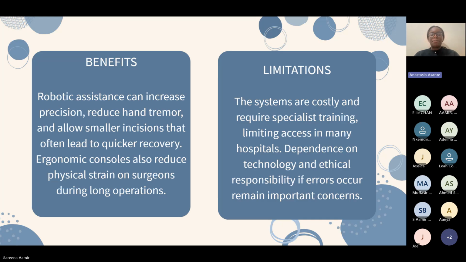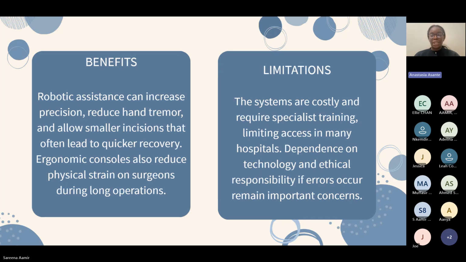It also allows smaller incisions that often lead to quicker recovery. We also have ergonomic consoles, and these reduce physical strain on the surgeons during long operations. So we're moving from the patient aspect to the surgeon. It also helps the surgeons and the MDT in the operating room because it allows them to have more energy to carry out the surgery, which in turn increases the chances of a better surgery overall.